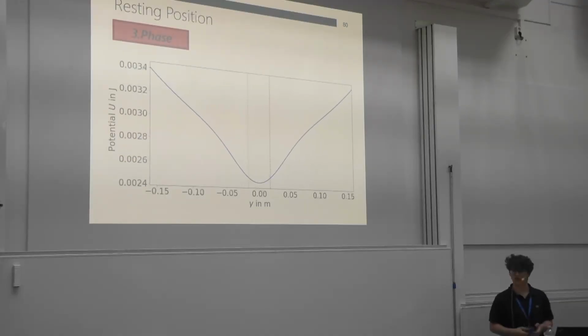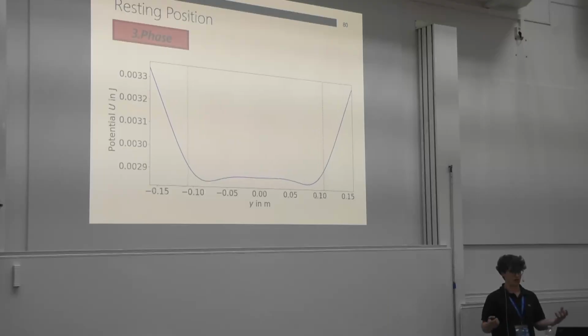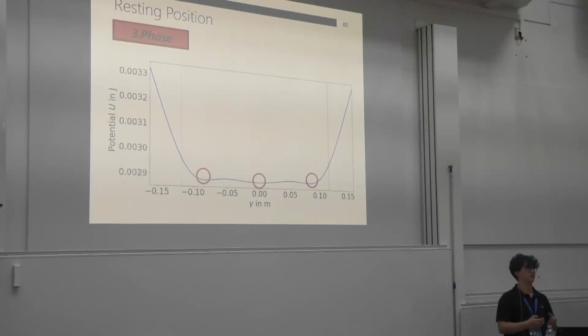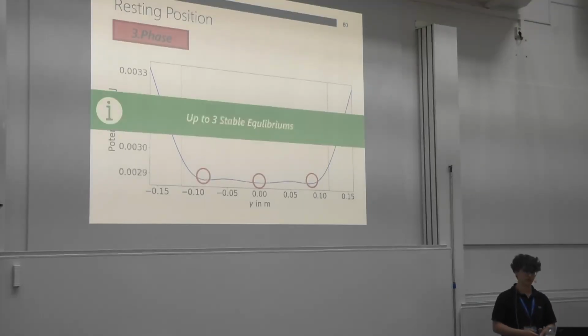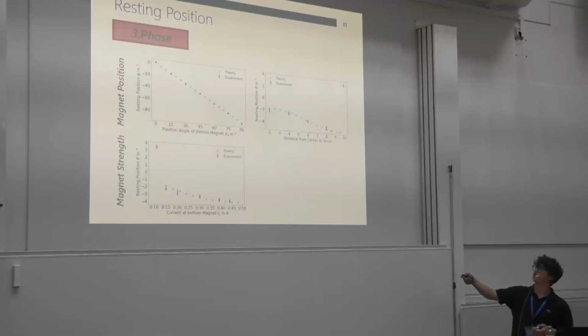Again, here looking at the resting positions, where we can see that with two magnets, if we move them far enough away, we have up to 3 stable equilibrium positions. Which we also investigated both experimentally and theoretically, where we can see again that generally the magnet moves along with the position of the bottom magnet.